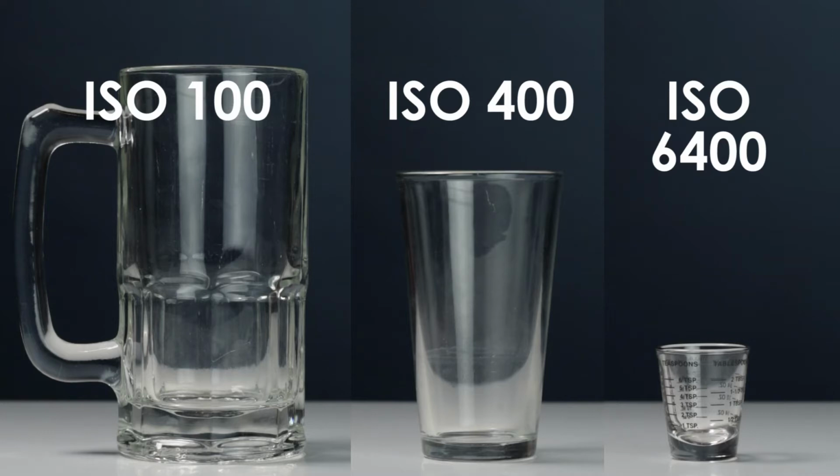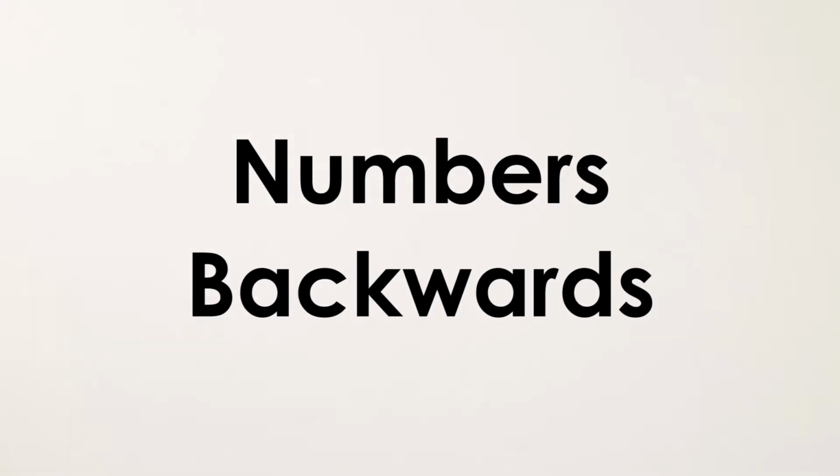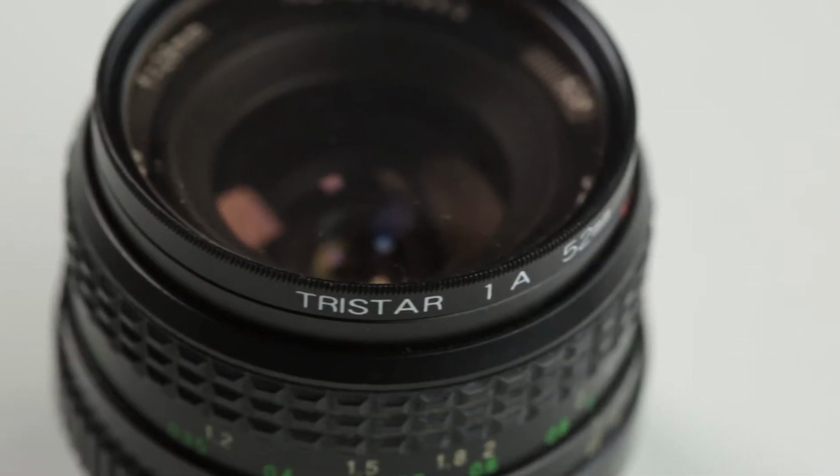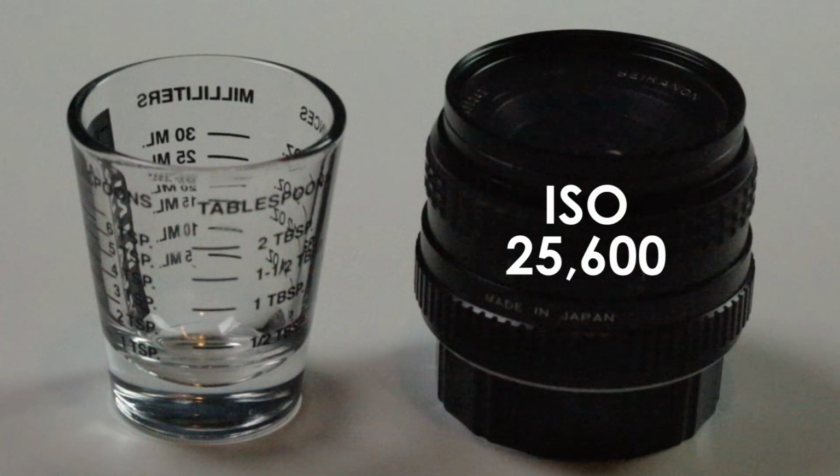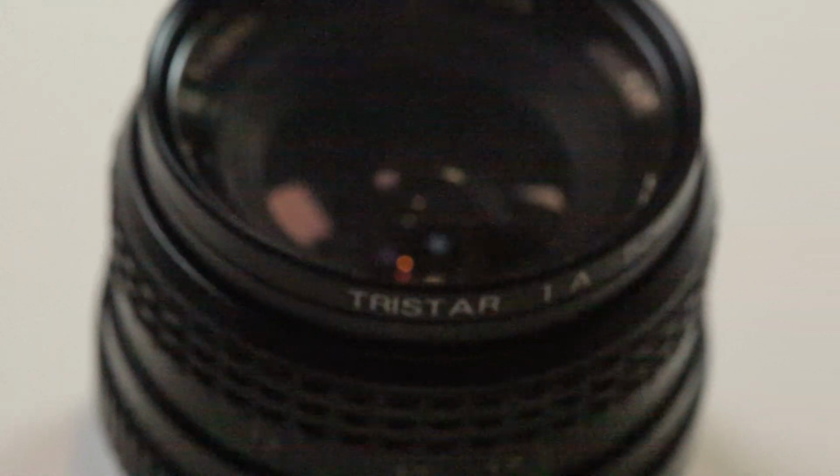Higher the ISO, smaller the cup, and the less water you need. If you need help remembering, photo numbers are always backwards, because, I don't know, that's how we roll. On the low ISO end, you get a clean image quality, but need a lot of water. On the high ISO end, you don't need much, but you lose out on quality.